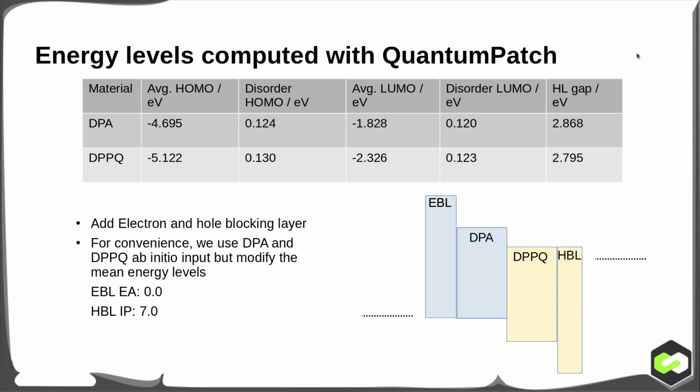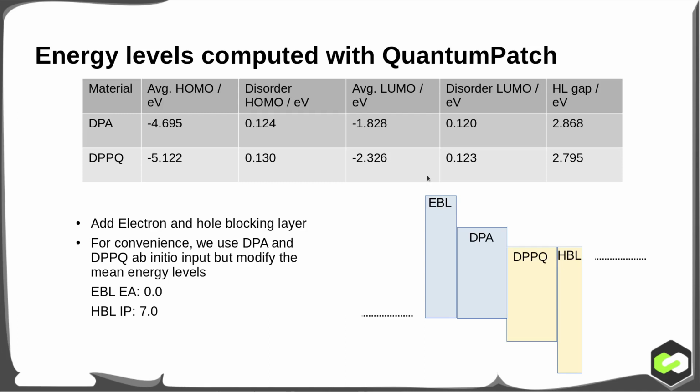Since for our analysis we are more interested in the active part of the OLED, meaning the light generating part, we will use semi-parametric layers for our hole and electron blocking layers. On the DPA side, we will add another layer which will use both DPA morphology, DPA couplings, DPA energy disorder, but we will change the average EA level to act as a strong electron blocking layer.